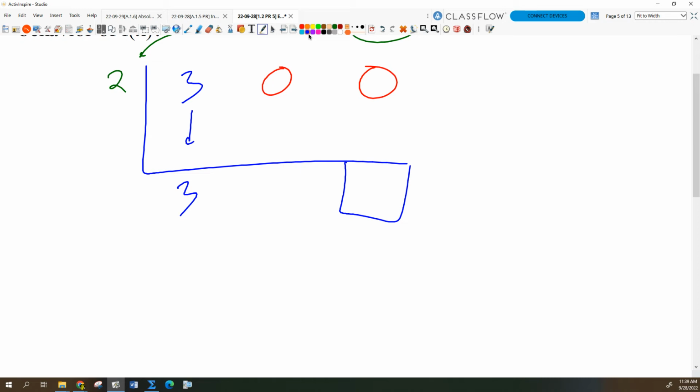We're going to multiply that number times the front 0 and add it. We don't subtract, which is what we do with long division. We do the opposite. We add with synthetic division. So 3 times 2 is 6, plus 0 is 6. 6 times 2 is 12, plus 0 is 12. So we have a remainder of 12.